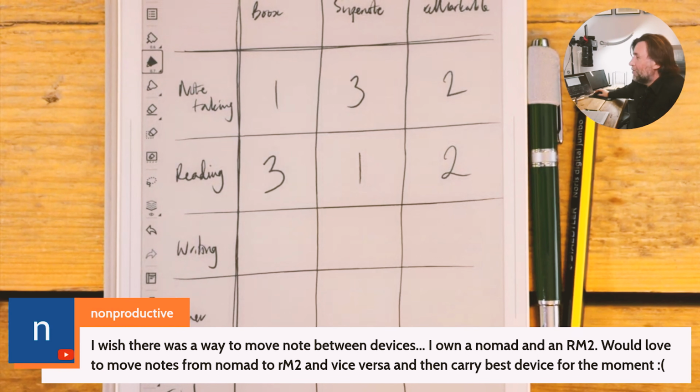Non-productive says, I wish there was a way to move a note between devices. I own a Nomad and a reMarkable 2. Would love to move notes from Nomad to my reMarkable 2 and vice versa. Yeah, the best way to do it is to bake it into a PDF and manage it that way, but no, there's not. The one that you can do that with, because Boox is an Android tablet, you can actually have an Android app on the tablet. Now, I suppose what you could do on your Nomad is sideload the reMarkable app. I've never tried that, but you could do that. And then at least in that direction, you could have the Nomad having your reMarkable notes on. So that's one thing you can do.